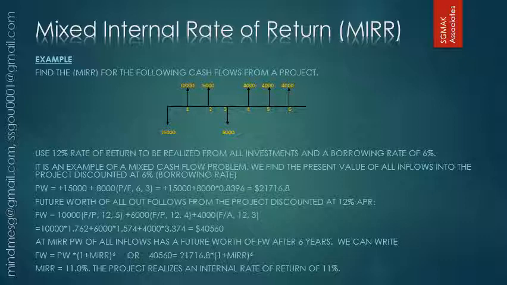So the expression is future worth is present worth multiplied by 1 plus MIRR raised to the power 6, because plan period is 6 years. And if we solve that, we get a MIRR of 11%. So project realizes a mixed rate of return of 11%.